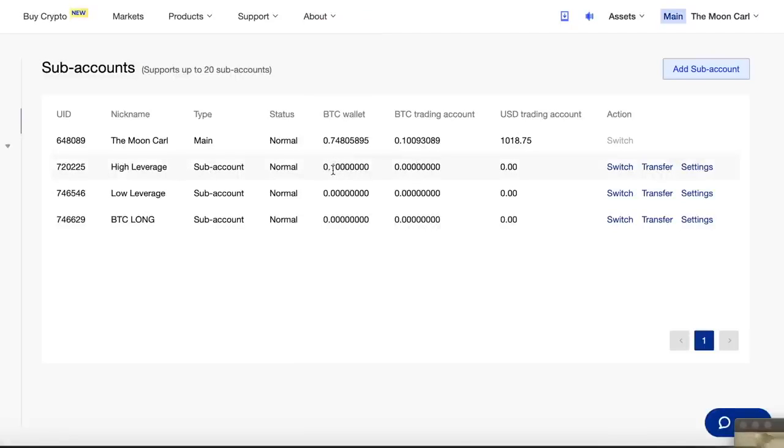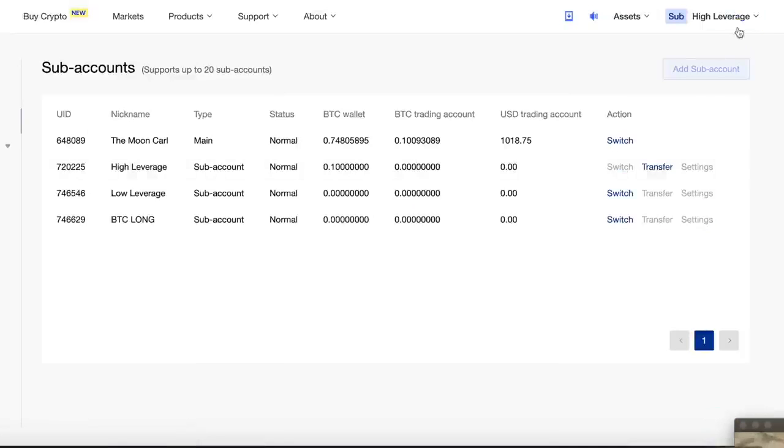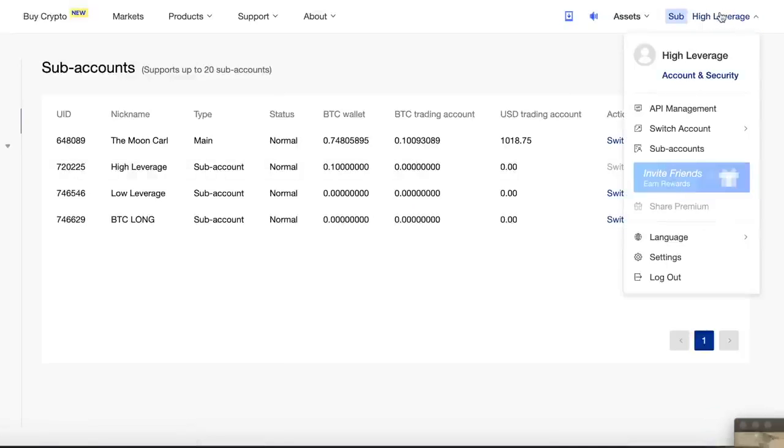But I still don't have Bitcoin in my Bitcoin trading account. This is something that we have to deal with. So let's click switch here. This means that we are going to switch to this account. If I click here, now you can see that we are now on this high leverage sub account. This is very convenient because I didn't have to create a new email and a new account. I just created a sub account.